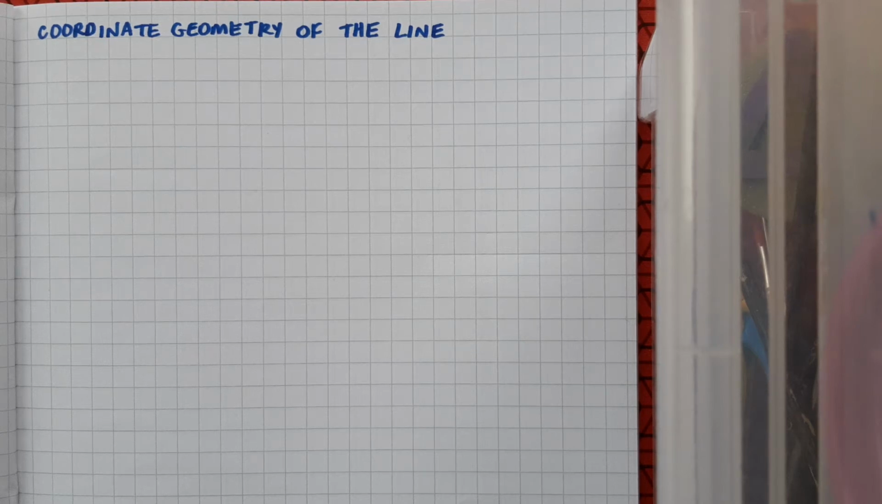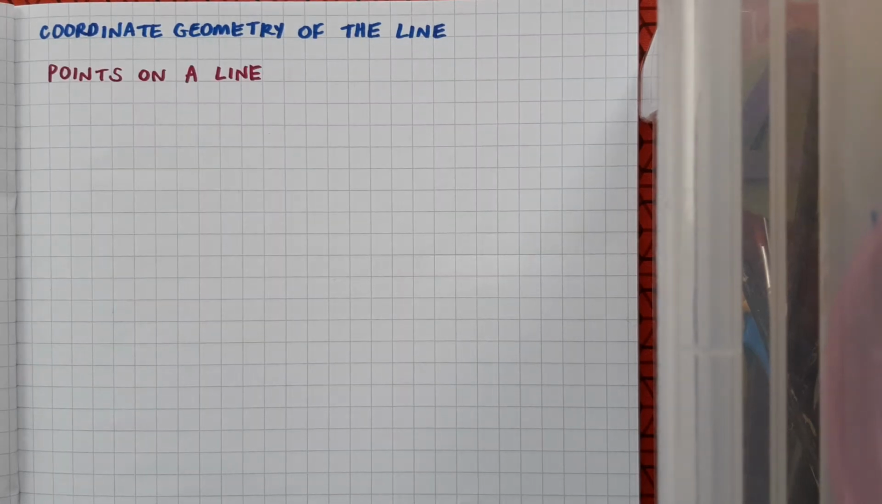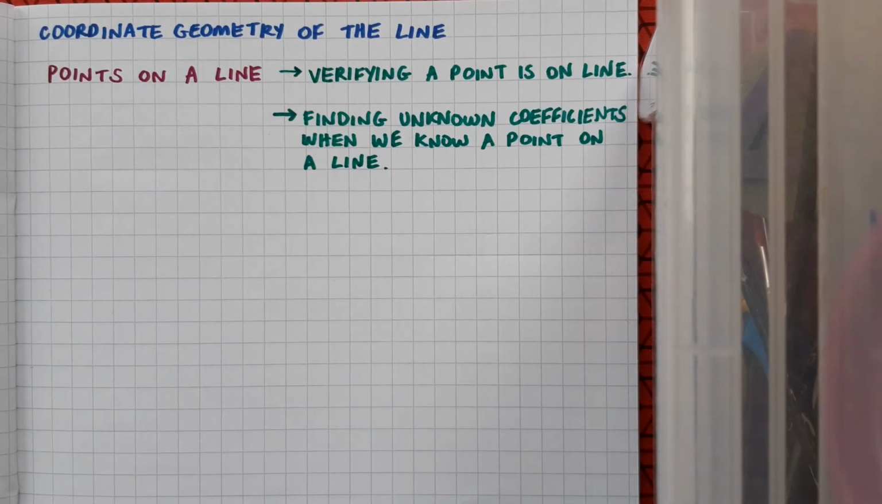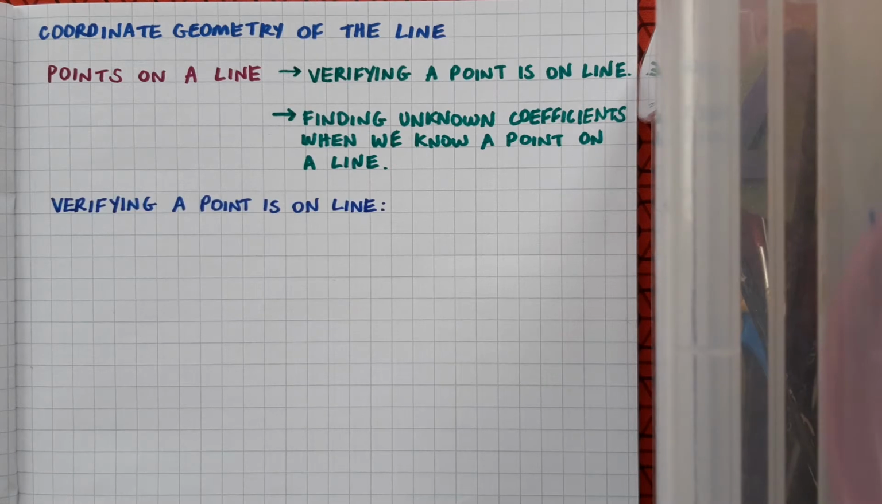In this video on coordinate geometry of the line, we'll be looking at different types of questions involving points on a line. We'll be verifying that a point is on a line, and we'll be finding unknown coefficients in the equation of a line when we know a point on the line. So we'll start by verifying that a point is on a line.